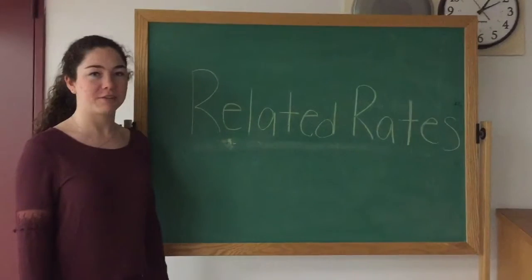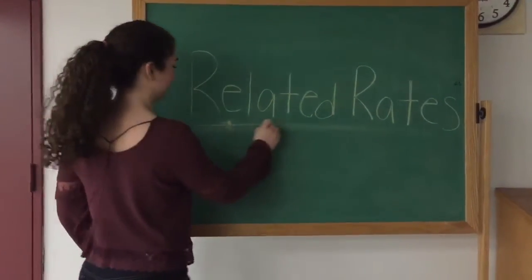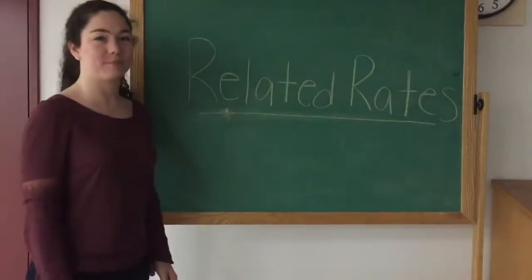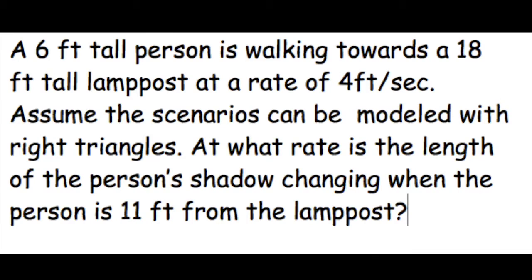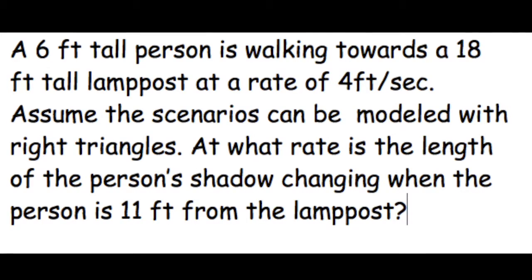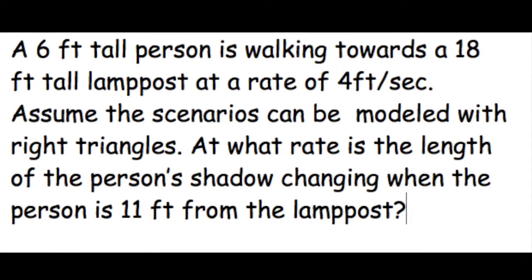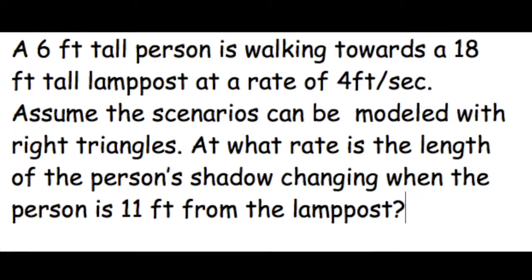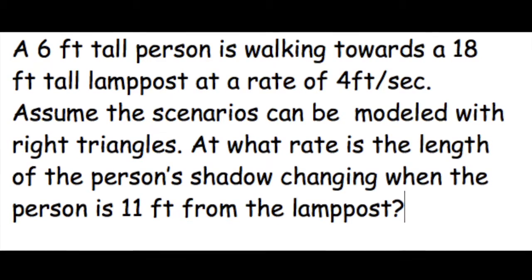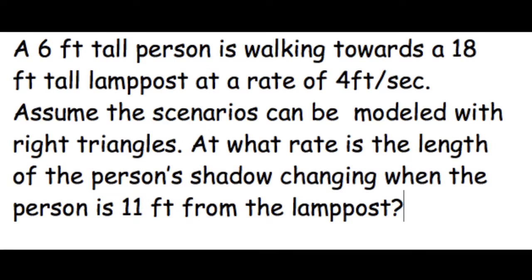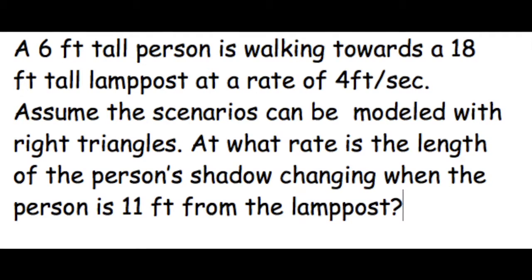Today in class we are learning related rates. A 6-foot-tall person is walking towards an 18-foot-tall lamppost at a rate of 4 feet per second. Assume the scenario can be modeled with right triangles. At what rate is the length of the person's shadow changing when the person is 11 feet from the lamppost?